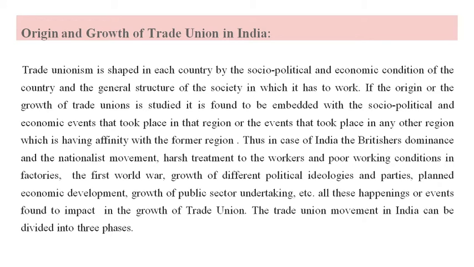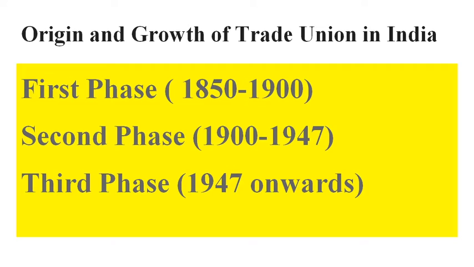Thus, in case of India, the Britishers' dominance and the nationalist movement, harsh treatment to the workers and poor working conditions in factories, the First World War, growth of different political ideologies and parties, planned economic development, growth of public sector undertaking, etc. All these happenings are events found to impact the growth of trade union. The trade union movement in India can be divided into 3 phases. The first phase, between 1850 to 1900, the second phase 1900 to 1947, and the third phase is 1947 onwards.